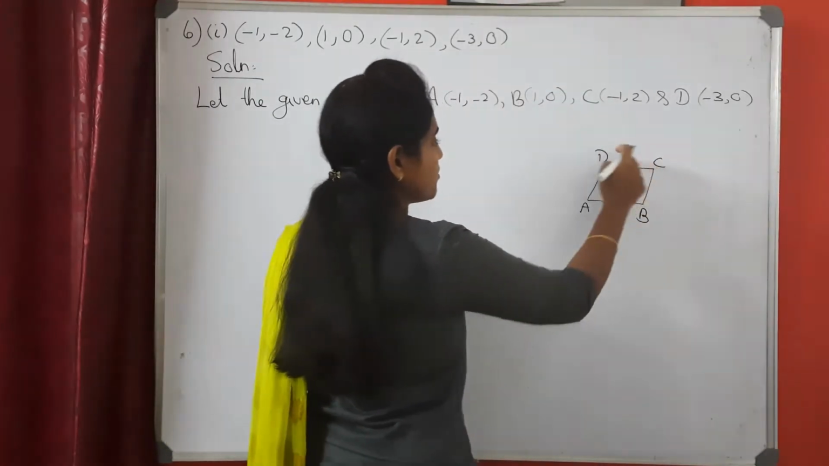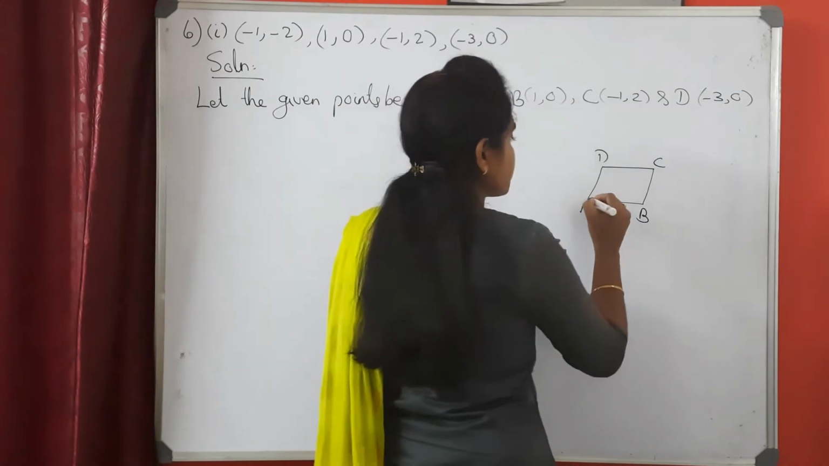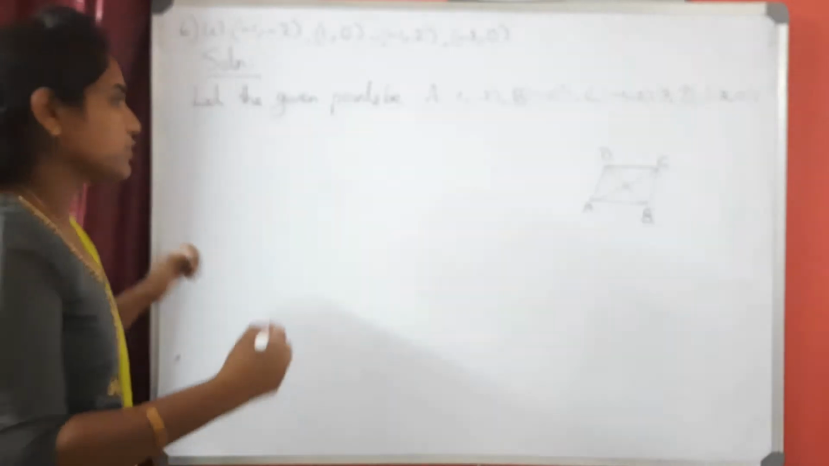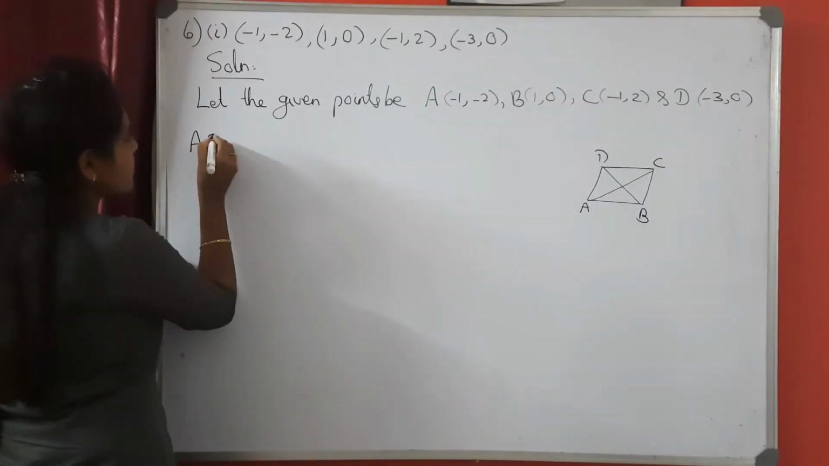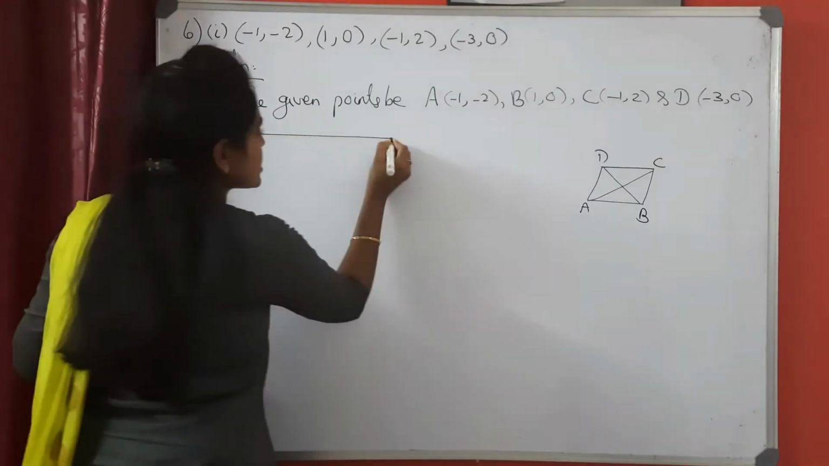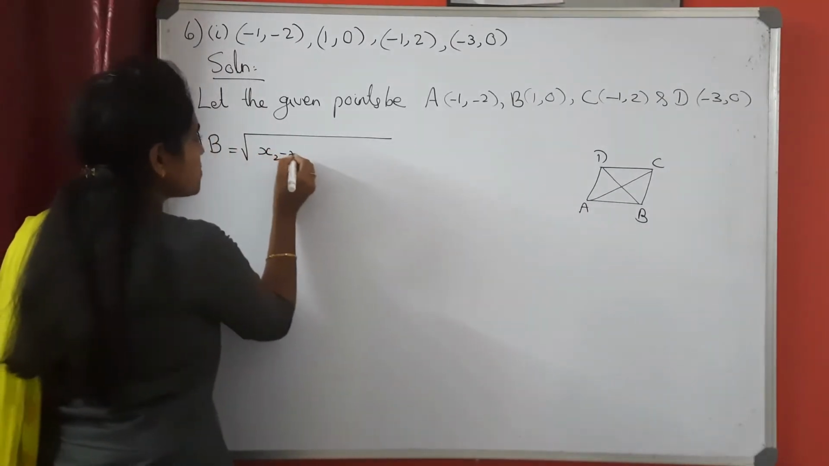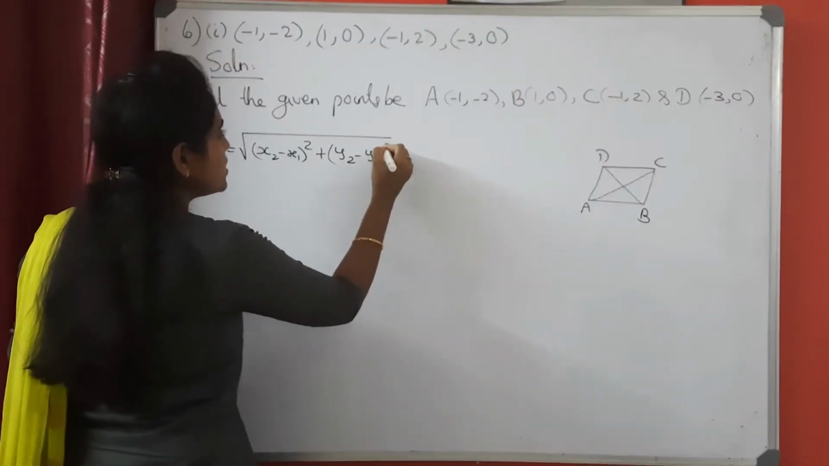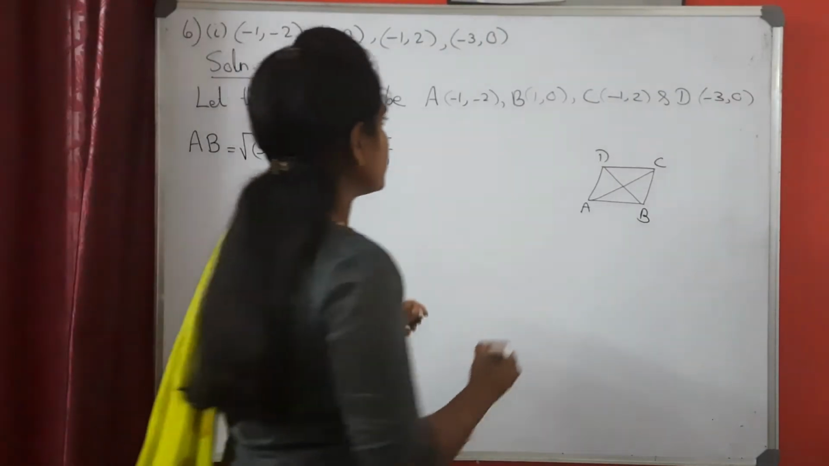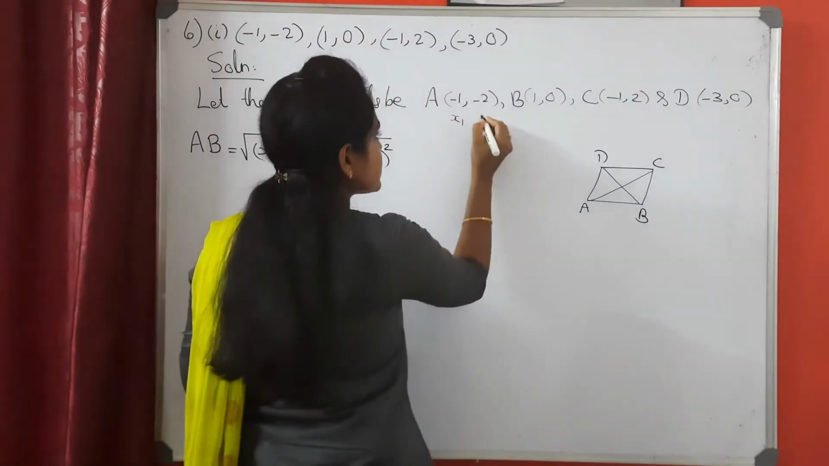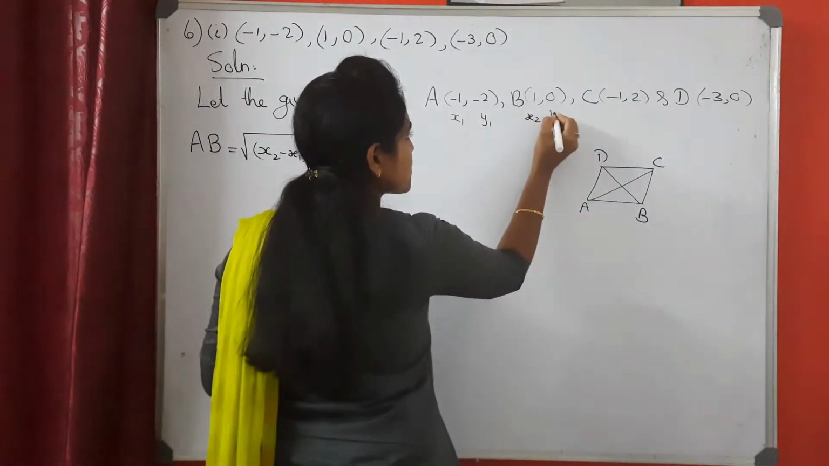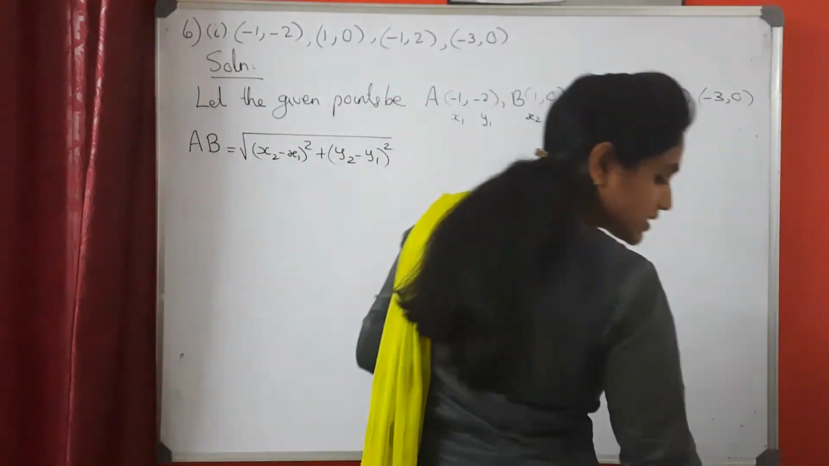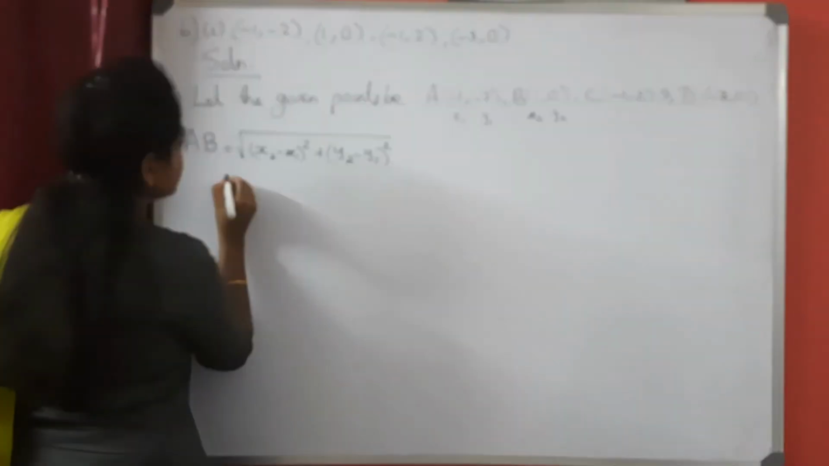So we have to find all 4 sides, and also the diagonals AC and BD. First AB, using the distance formula. What is the distance formula? Root of (x2 minus x1) the whole square plus (y2 minus y1) the whole square. Now this is x1, this is y1, and this is x2, and this is y2. Next, apply the values in the formula.